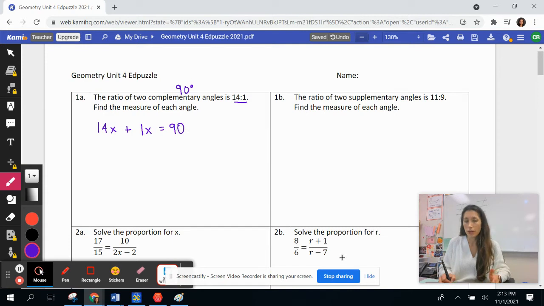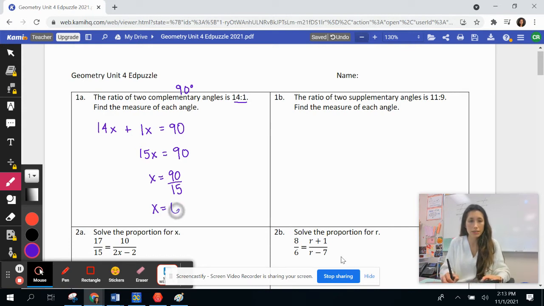Now we're just solving a regular equation here. We have 14x and 1x combined to give us 15x. We're going to set that equal to 90, and divide both sides by 15. So x is going to equal 90 divided by 15. 90 divided by 15 is 6.